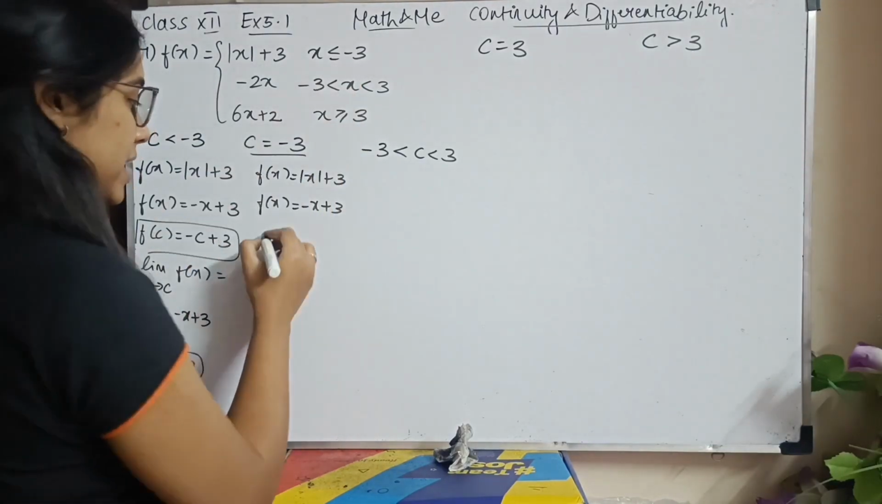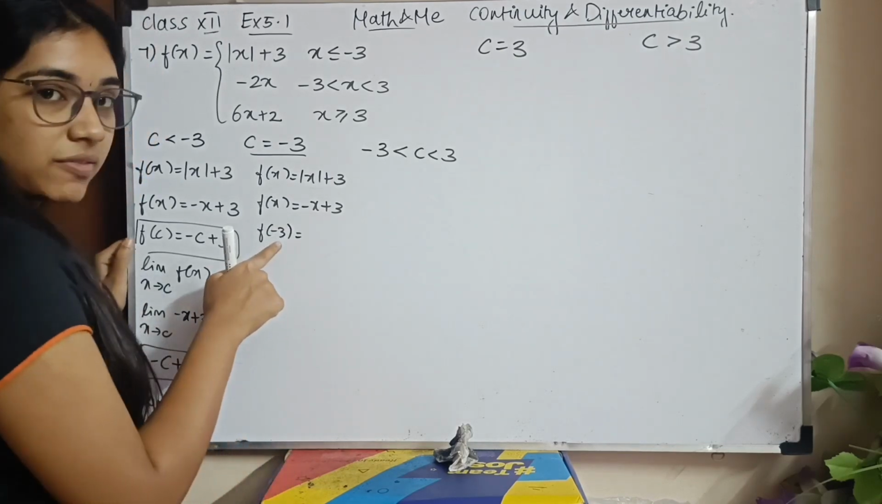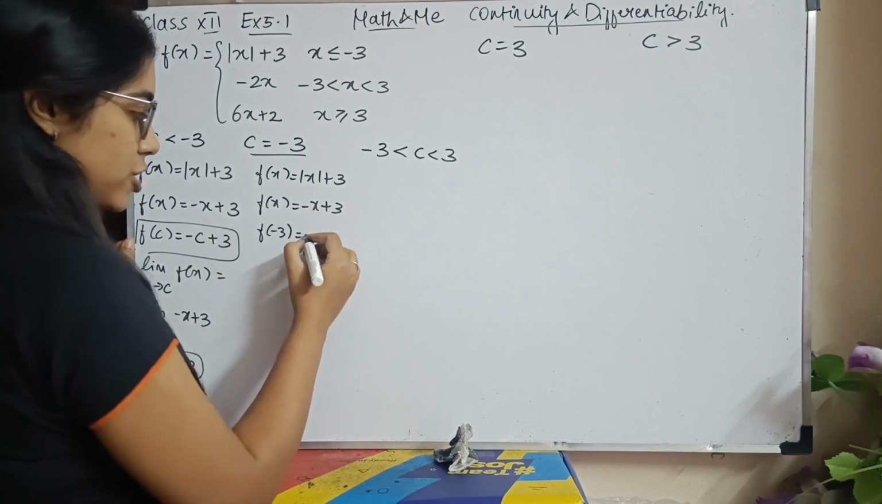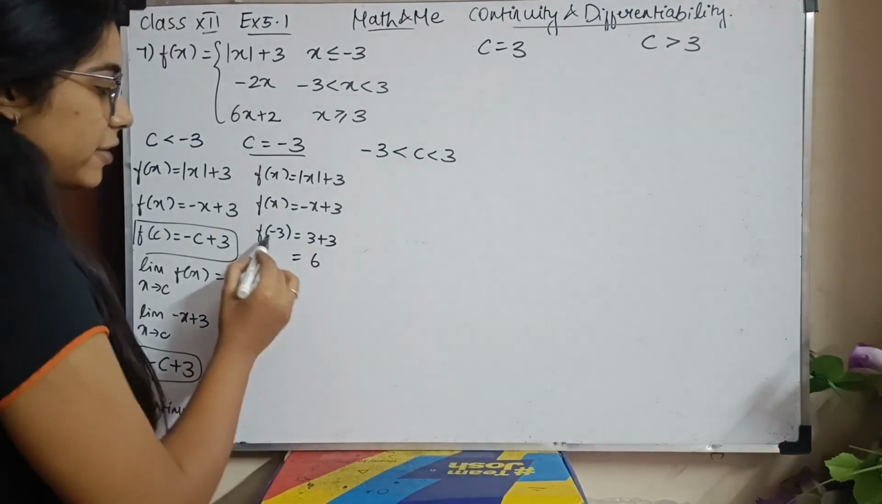It is exactly minus 3. So, f of minus 3 is going to be, the value itself is minus 3. So, minus of minus 3 is going to be plus 3. So, it is going to be 6. 3 plus 3 is 6. Now I have found f of c.